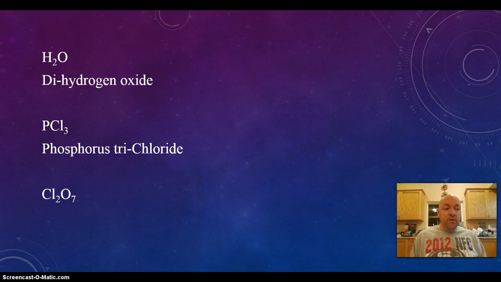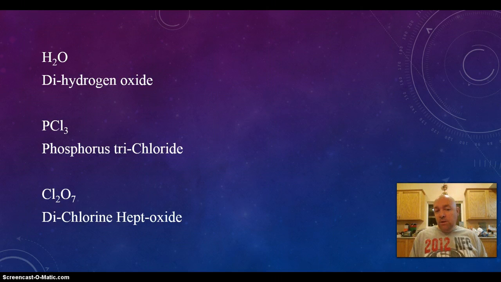And then we need to identify how many of the second element we have. So we have 7, so that would be the Greek prefix hepta. And because this is oxygen, we're probably going to drop that A, so it just becomes hept. So you have dichlorine, hept, and then it's oxygen. We're going to drop the ending, add IDE, and so it becomes oxide. So the full name altogether is dichlorine heptoxide is how you would write that.